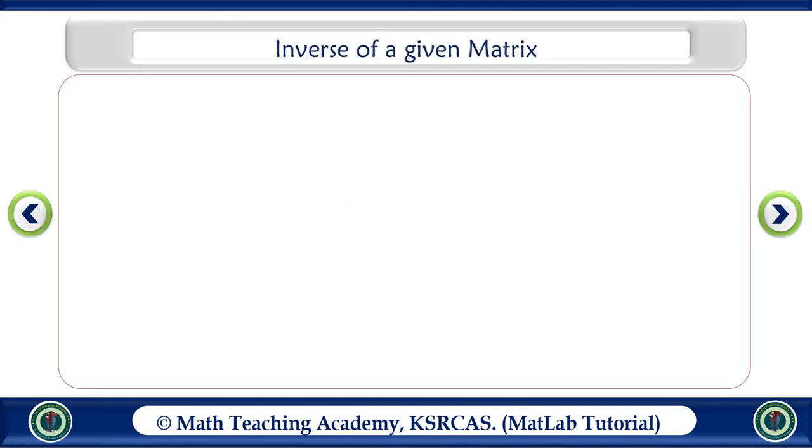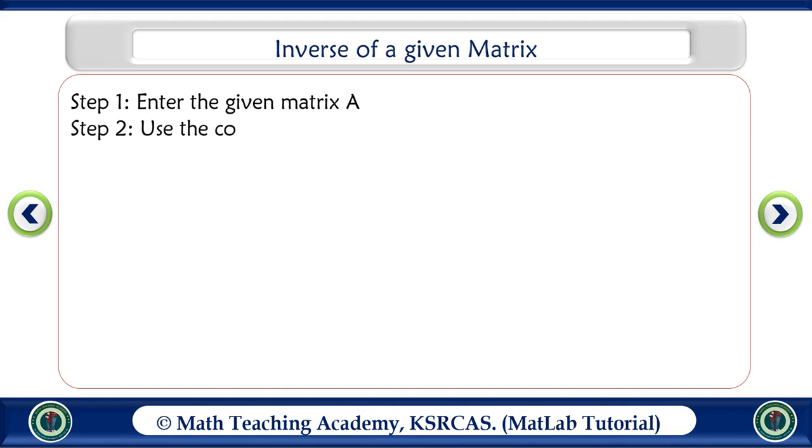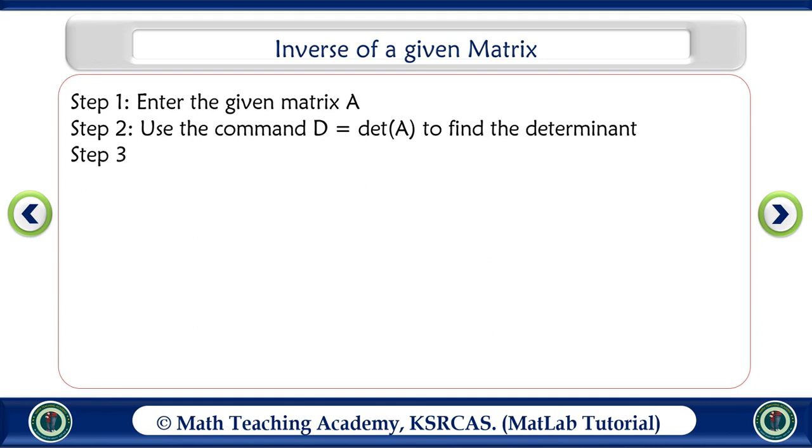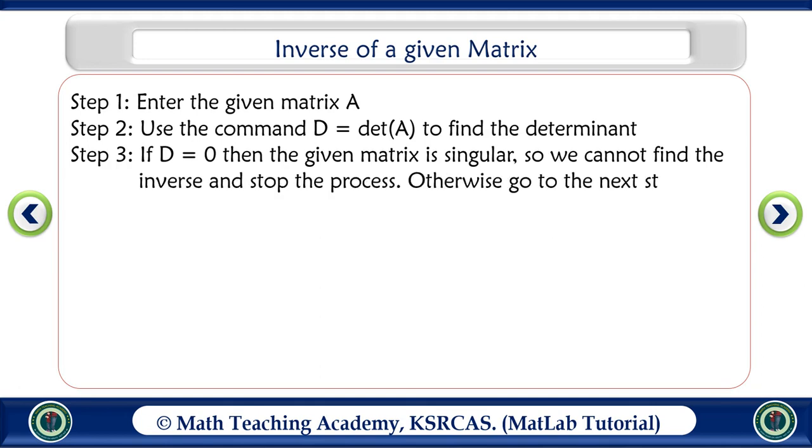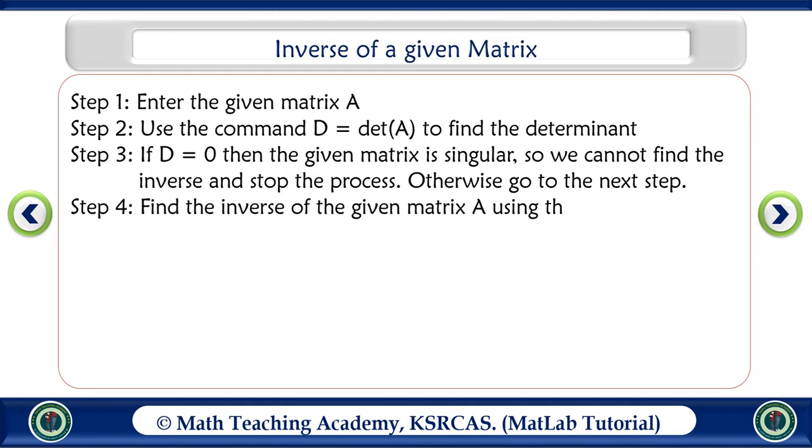Now we are going to look at the algorithm of the inverse of the given matrix. Step 1, enter the given matrix A. Step 2, use the command d is equal to det of A to find the determinant. Step 3, if d is equal to 0, then the given matrix is singular, so we cannot find the inverse and stop the process. Otherwise, go to the next step. Step 4, find the inverse of the given matrix A using the command inv of A. Step 5, print the result.